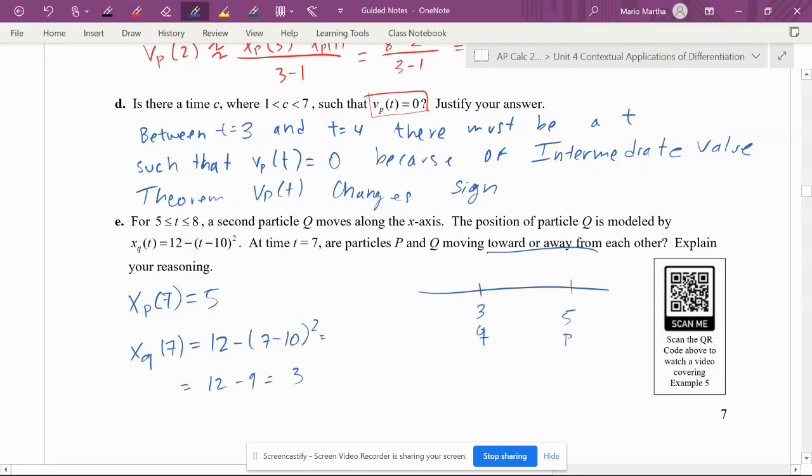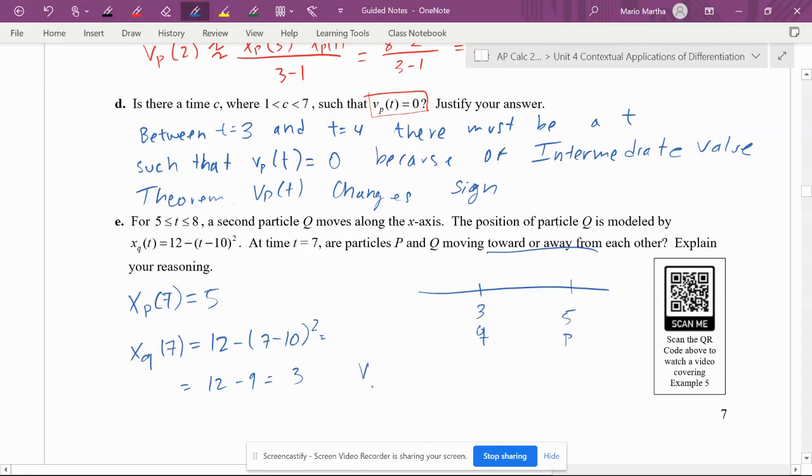All right. Now the next step, in order for us to determine whether they're moving towards each other or away from each other: if they have the same sign of velocity, that means they're going in the same direction, right? So they're not moving towards each other. If they have opposite signs, if Q is heading towards the positive side and P is heading towards the negative side, then that means they're going to cross each other, right? They're heading towards each other. So let's see what happens right there.